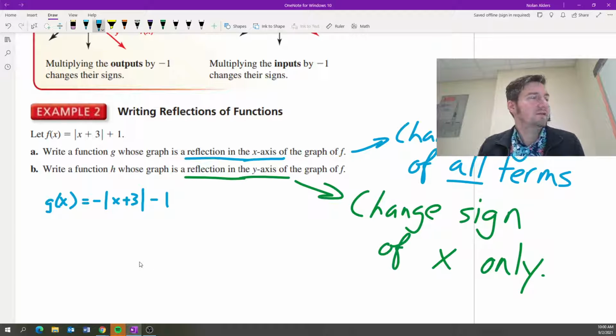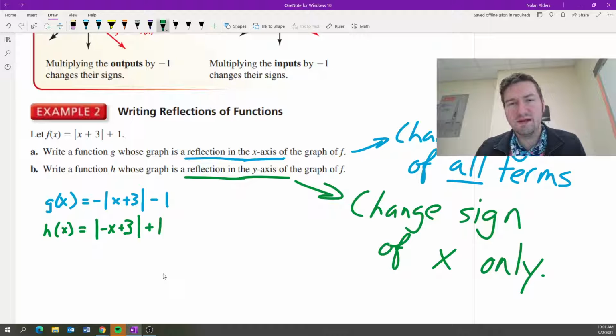Now, let's look at part B. So that's the reflection in the x-axis. Let's look at the reflection in the y-axis and how that would be different. So h of x equals, we are just changing the sign of the x only. So we're going to have absolute value of, only the x gets changed. So we're going to have a little negative x in here, plus 3, and then plus 1.